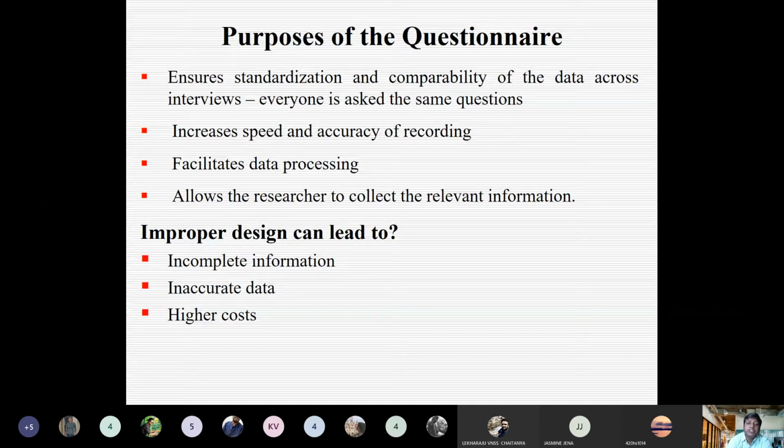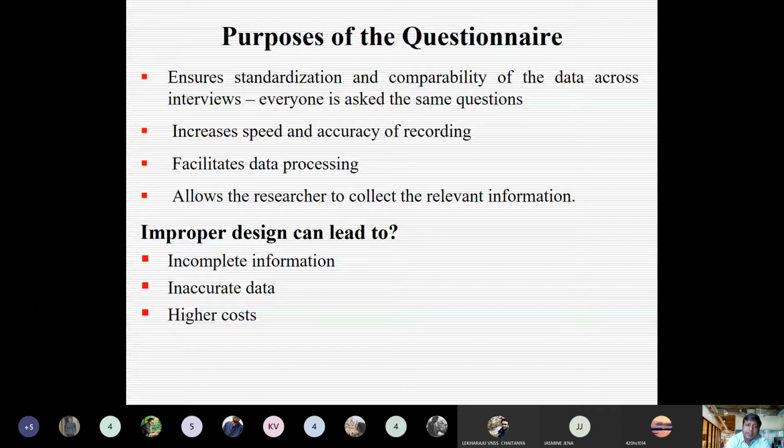The questionnaire increases the speed and accuracy of recording, because if I go with a questionnaire, then it will help in maintaining the speed of data collection and maintaining the record of all the data. It facilitates data processing, because the data will be collected in a standardized form and in a compatible manner. Through that, it will help me in data entry, data processing and tabulation of the data.